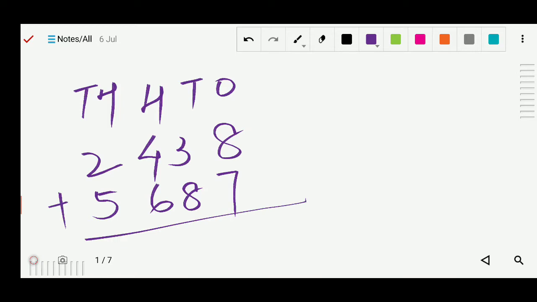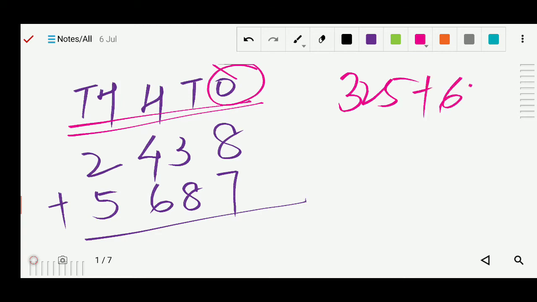So how will you add? To add any numbers, first of all you have to start from the ones. Got it? You have to start from the ones. And always when you write two numbers, suppose 325 add 602, when you write the numbers for adding, always the ones place and ones place will come in a straight line, like 5 and 2.